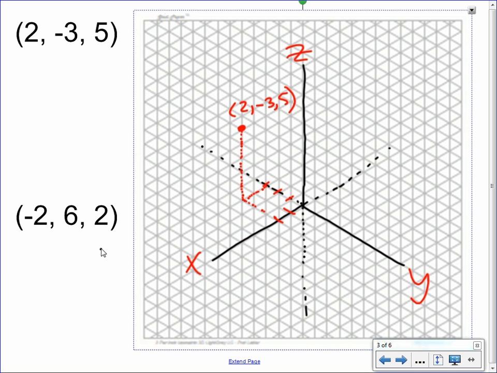Okay, so negative 2, we're going to move backwards along the x-axis. 6. Okay, so we're kind of making a little parallelogram, right? It looks like a rectangle. We move in parallel motion with our axes, right? Just like we do on the xy plane. Okay, this looks a little different since we're at a different angle. All right, and then we're going to move this up 2. 1, 2.